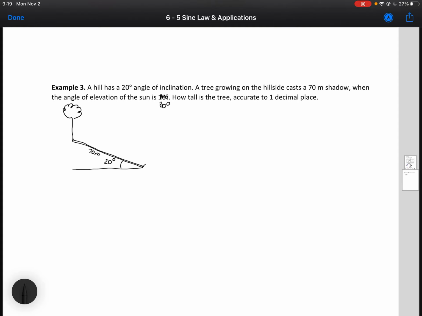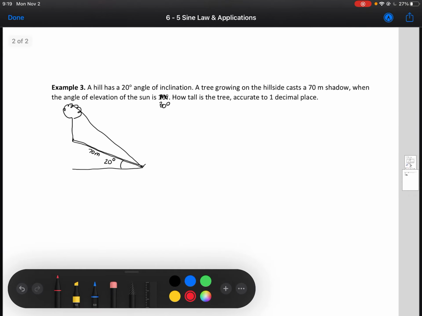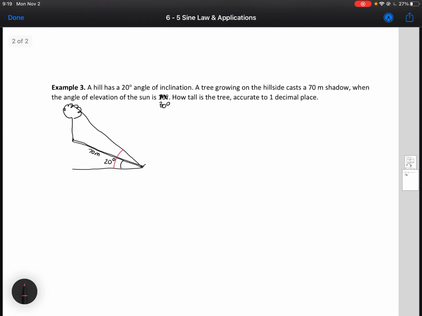And it casts that 70-meter shadow when the angle of elevation of the sun is 30 degrees. So that means that if I'm going from here all the way to the top of my tree, the angle of elevation of my sun will be from the horizontal all the way up, which is 30 degrees, which means that right in here is going to be 10 degrees. So maybe you're starting to see the triangle that I'm going to solve now. But this is my x, so I'm going to say let x represent the height of the tree, because that is what I'm going to have to solve for.